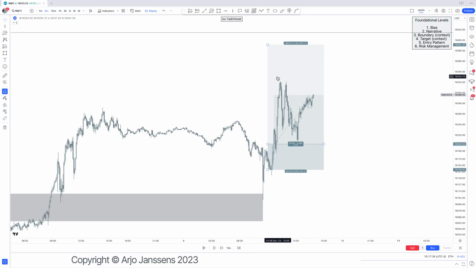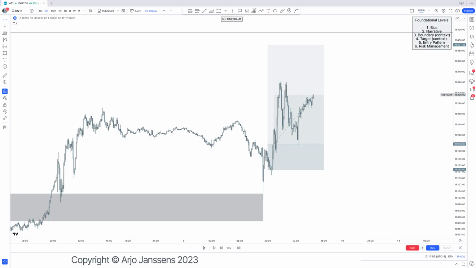So in all those steps, the narrative, which is also the boundary, is basically the same thing. That is one step, and I count that as one alert. Then you have the entry pattern, where you use alerts. You have your risk management, where you now also use alerts to minimize your chart time.